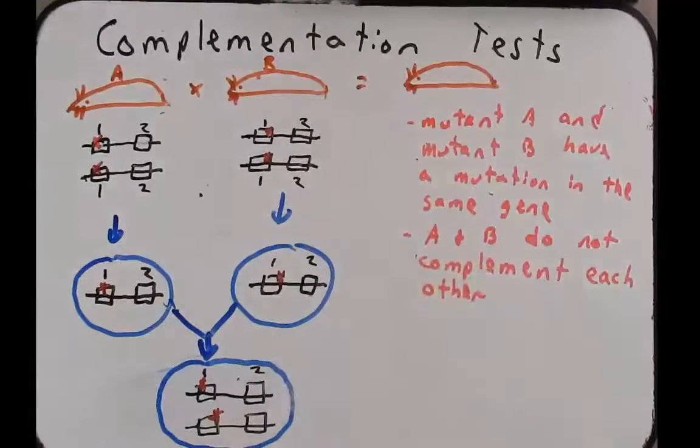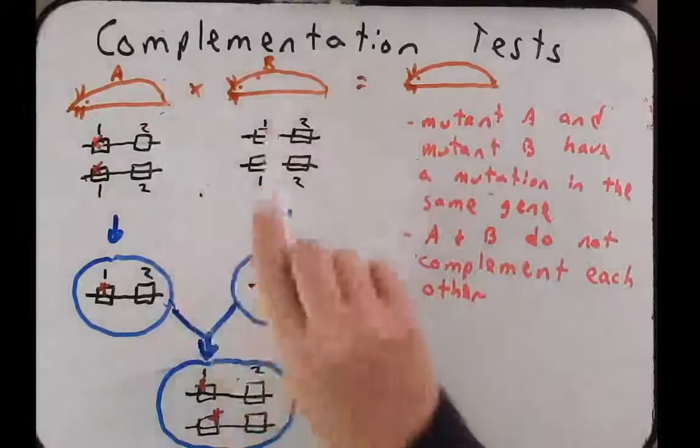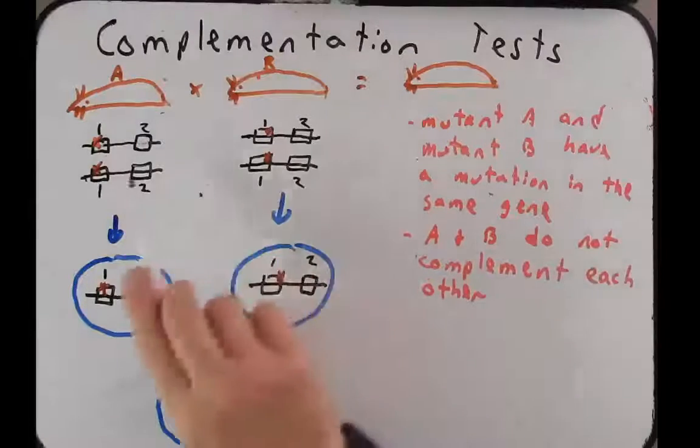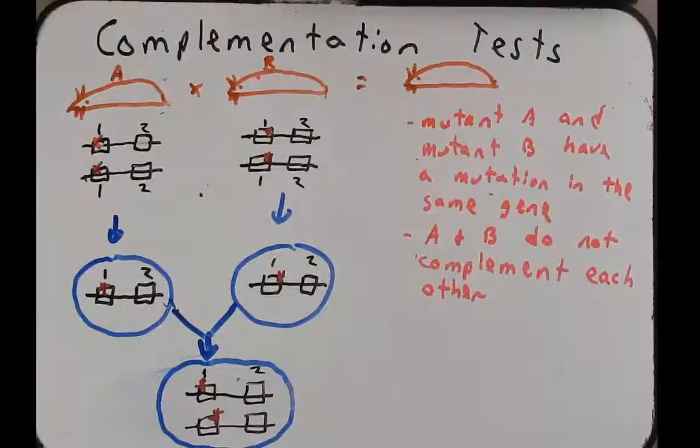so no tails. So we can conclude, as I said earlier, that mutants A and B each have a mutation in them necessary for tail development, and the gene that's mutated in each of these is the same gene. In this example, it's gene 1. Well, let's cross mutants C and D now.